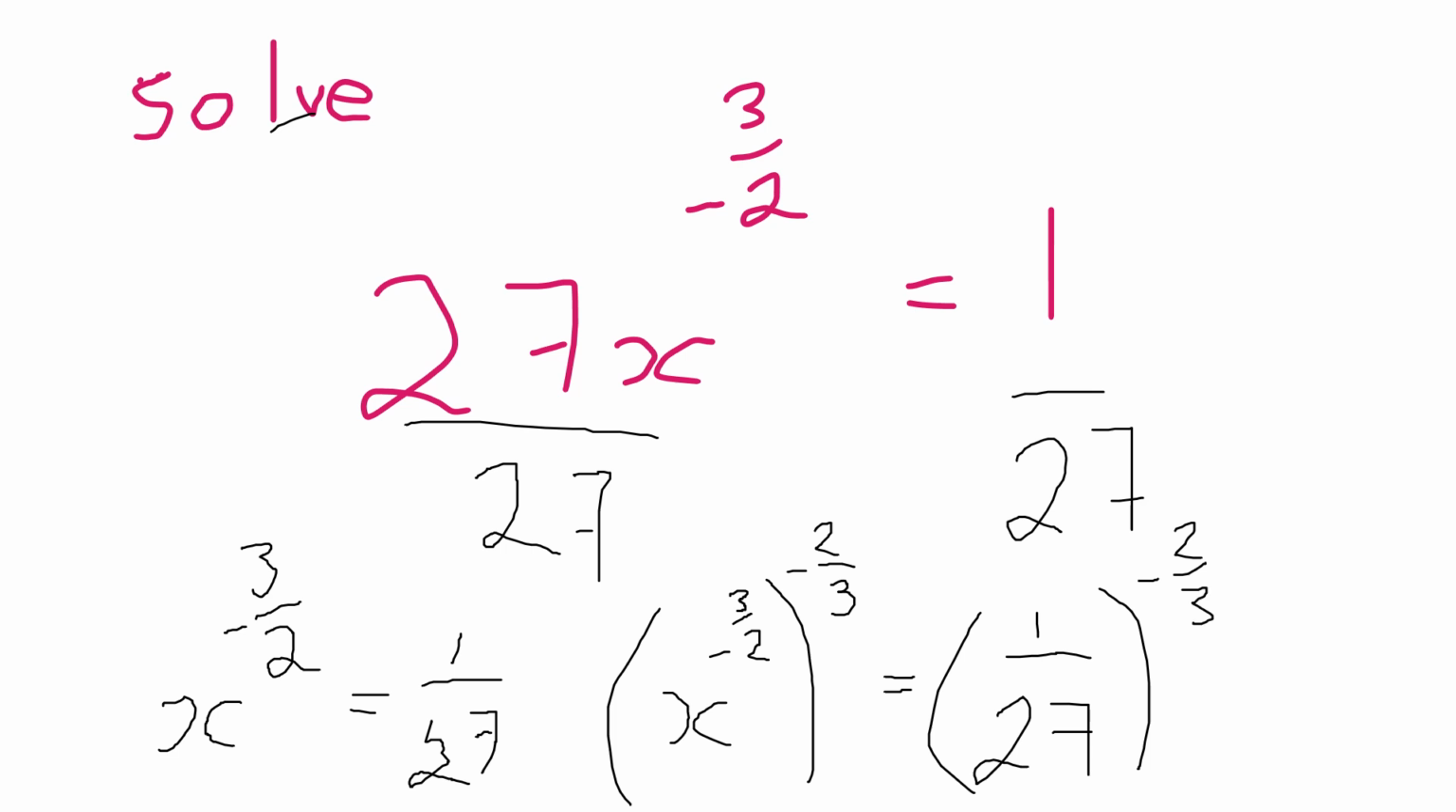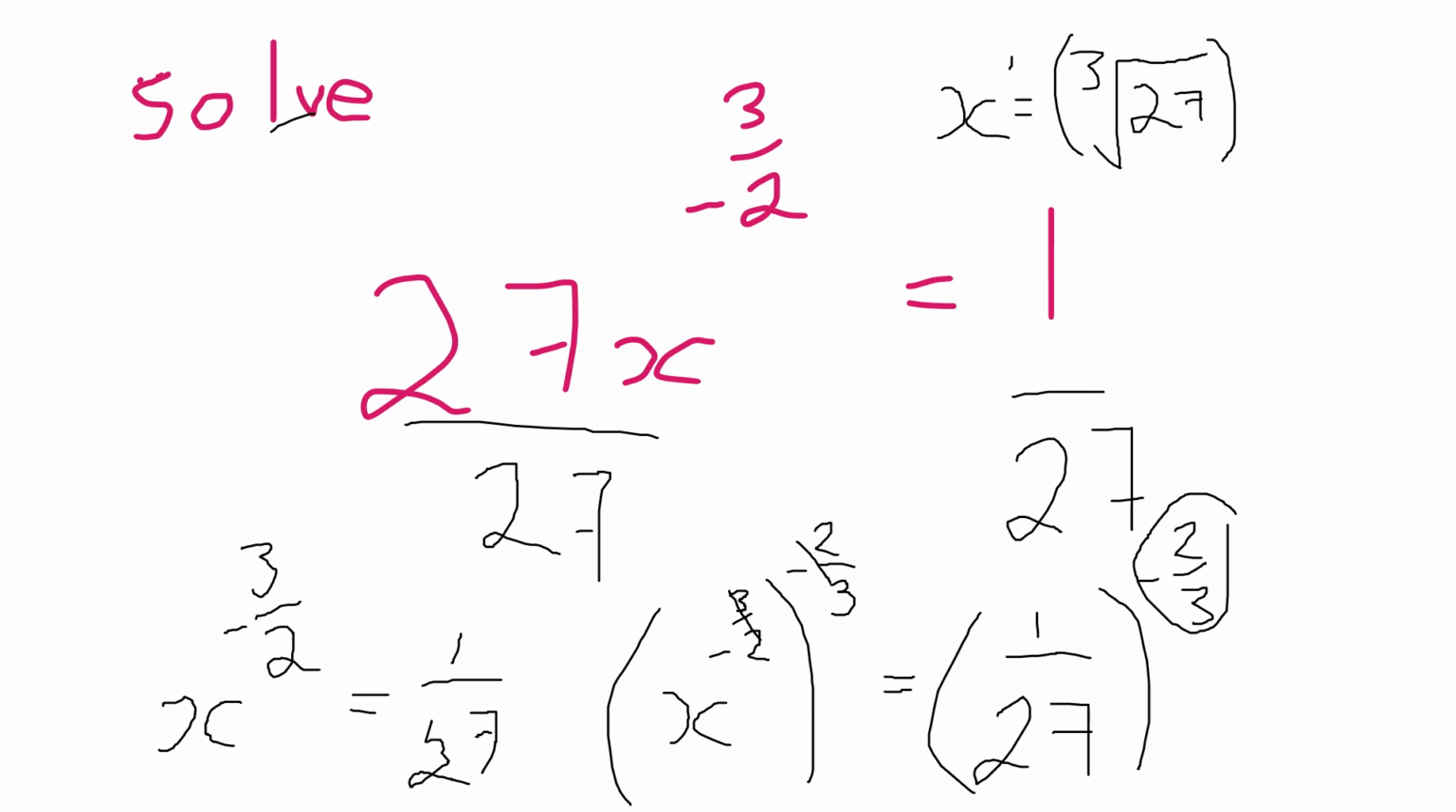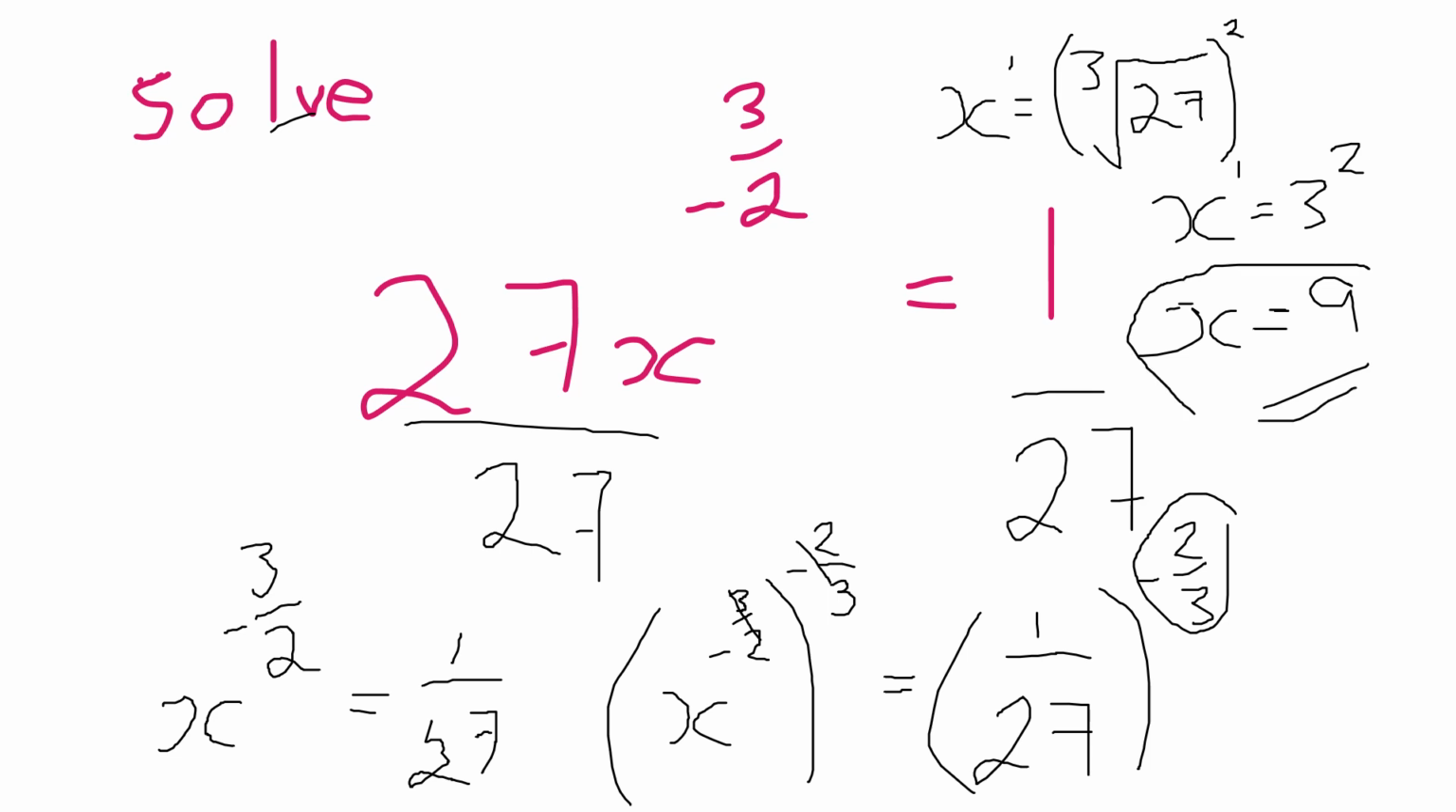So when it's a power to a power, we multiply, so we get x to the power of 6/6, which just goes to 1. So you have x to the 1, or just x, is equal to 1/27 to the power of minus 2/3. So what does this mean? This means we're going to flip it, do the cube root, and then square the answer. So the cube root of 27 is 3, and 3 squared is 9. So my solution to the equation is x is equal to 9.